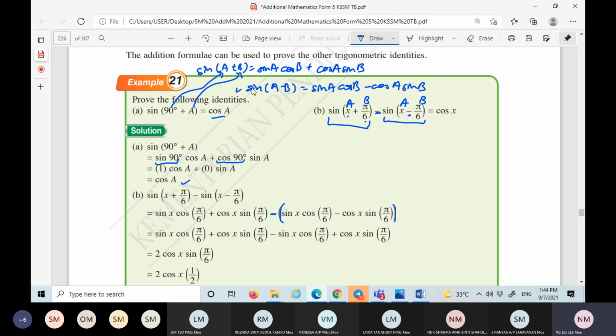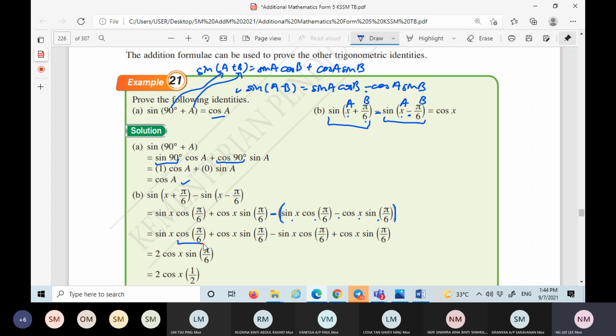So follow this formula: sine A cos B. So sine X cos pi over 6, minus cos A sine B. So cos X sine pi over 6. I don't know, how do you feel? Difficult? Easy? After that, open the bracket. So negative times positive, you get negative; negative times negative, you get positive.